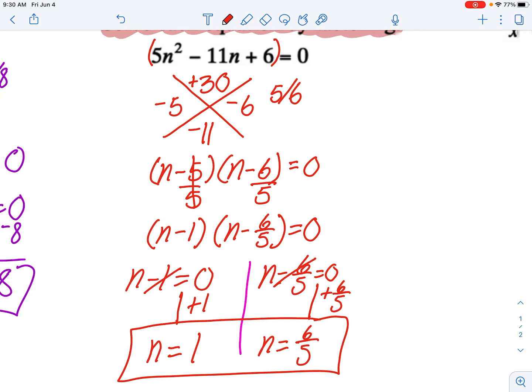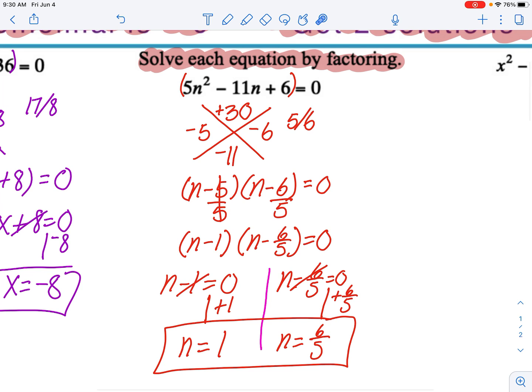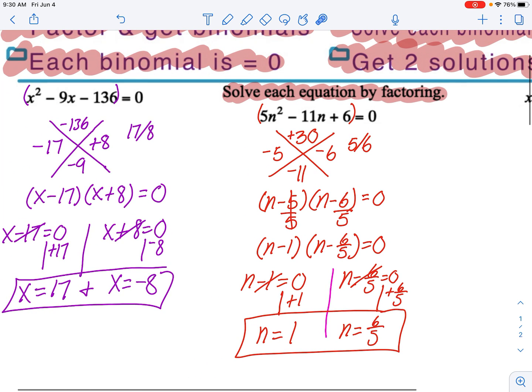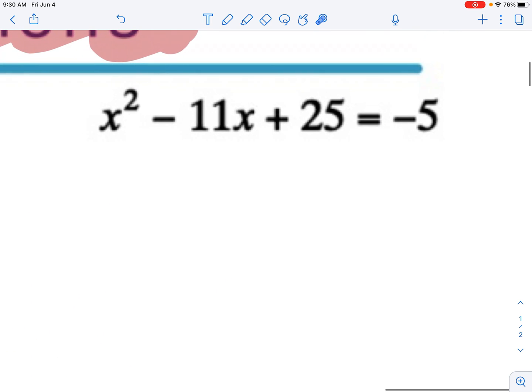So again, when we graph, I'm going to show you when we practice these, just like that, and this is our x-axis. This is going to be 1, and this is going to be 6 over 5. Those are our two solutions. Okay, perfectly done. One more example, kiddos.